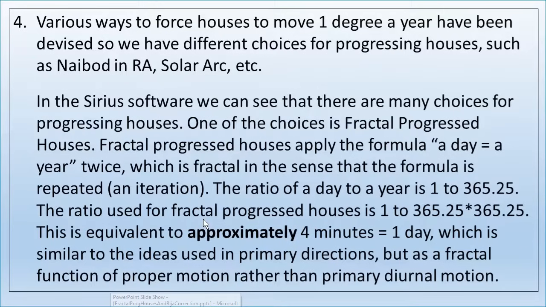I do describe that in more detail in the video that's about fractal houses. But all we need to know about it for our purposes right now is that the fractal house idea applies day equals a year twice. So if we say a day equals a year, what we're saying is that the ratio of a day to a year is 1 to approximately 365.25, and we repeat it. So if we say a day equals a year and then we apply it again, we get 1 to 365.25 times 365.25. You end up with about 4 minutes of time equaling 1 day.